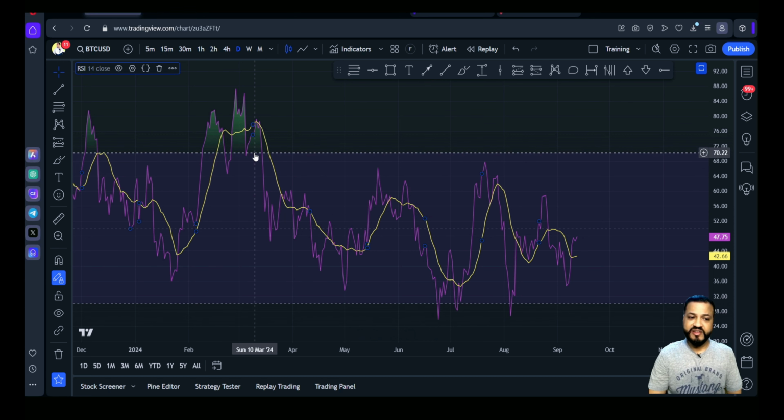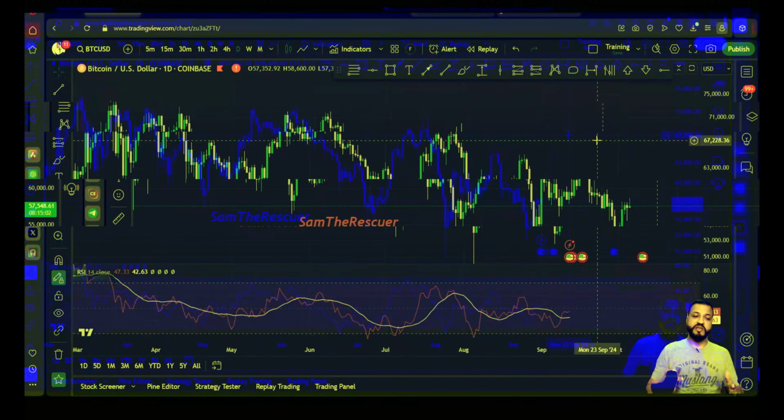All right, so what exactly do 70 and 30 mean? When it crosses 70 or reaches 70, this is overbought. This is a general idea. When the market is overbought, that means it's going to come down. This has to come down. Let's give you some examples.